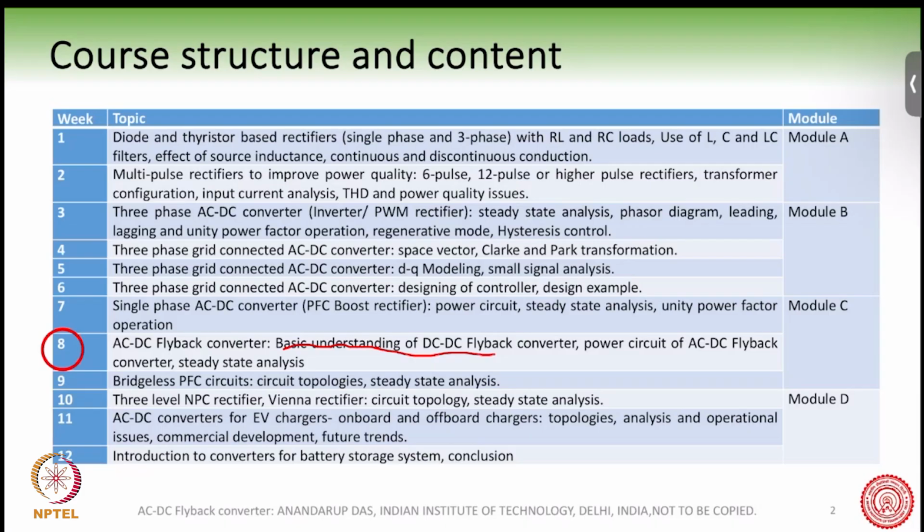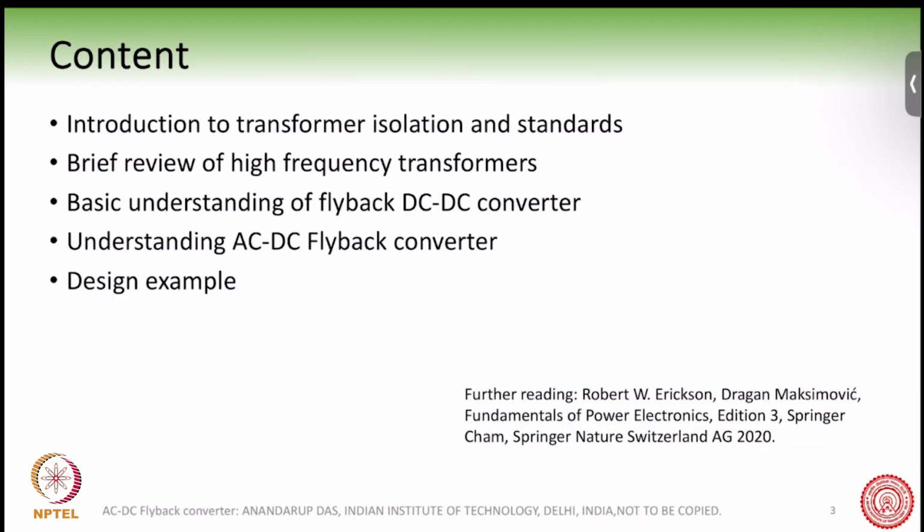we thought that we will first cover the DC-DC flyback converter and then move into the AC-DC flyback converter. It will help us in understanding the AC-DC flyback converter in a much better fashion. So let us see the content of what we are going to talk about.